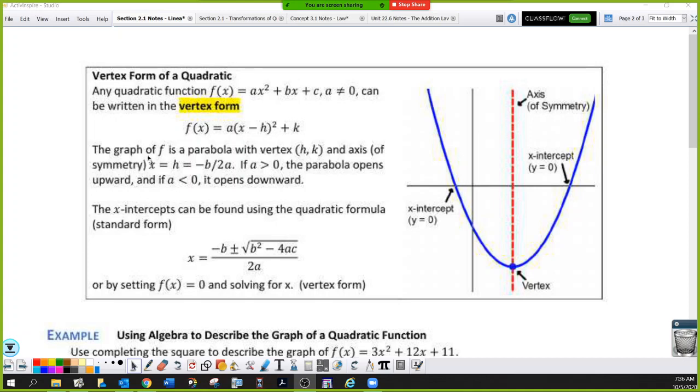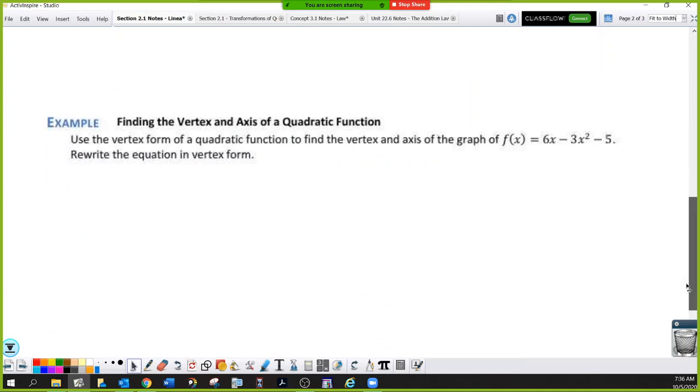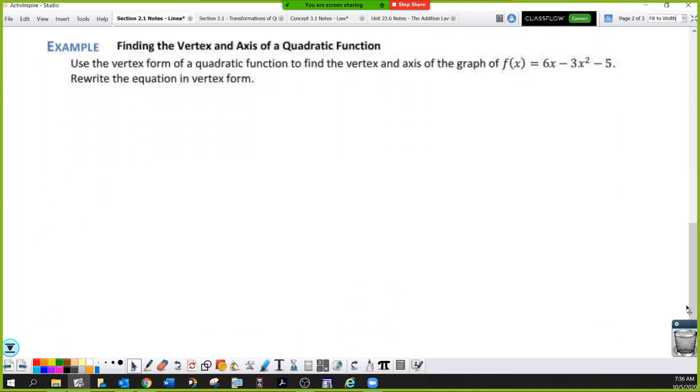So let's go ahead and finish up lesson 2.1. Quadratics. Where are we? We're at the bottom of this page here. This is going to be pretty similar to the last question that we did on Friday, where we have a quadratic given to us in standard form over there. Well, when I say standard form, I mean it's not in vertex form. It's written out as standard polynomial.